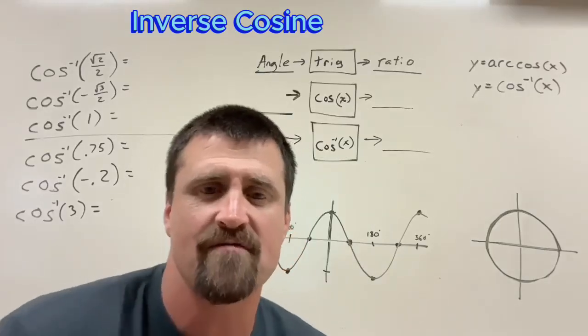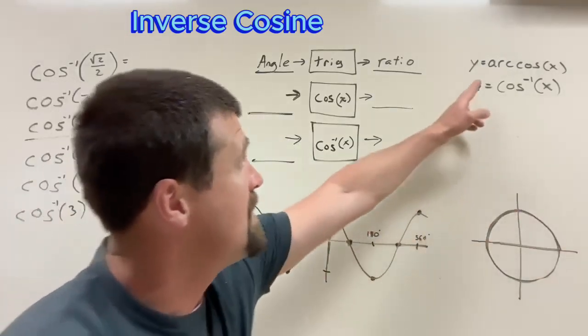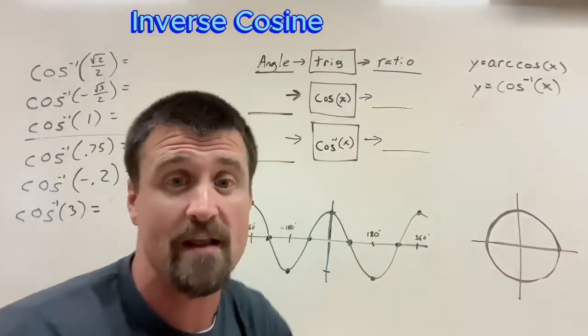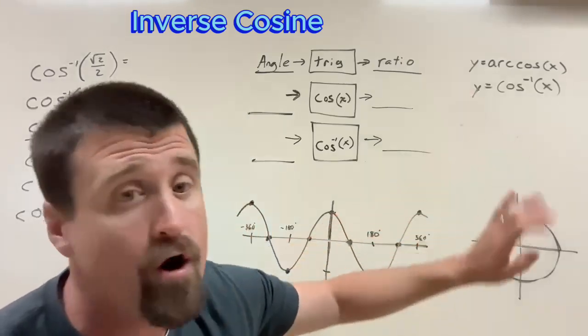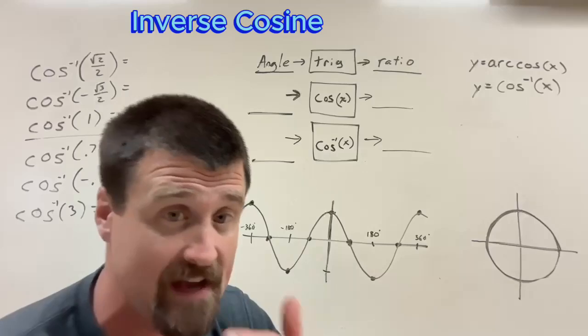Alright, let's talk inverse cosine, or arccosine. You'll see it written a couple ways. You'll see it written as arccosine. You'll also see it as cosine to the -1. That does not mean a -1 exponent. This is not 1 over cosine. It's not equal to secant. This is arccosine, inverse cosine.